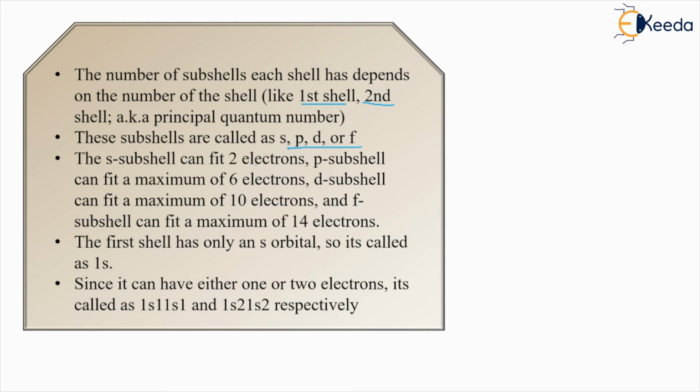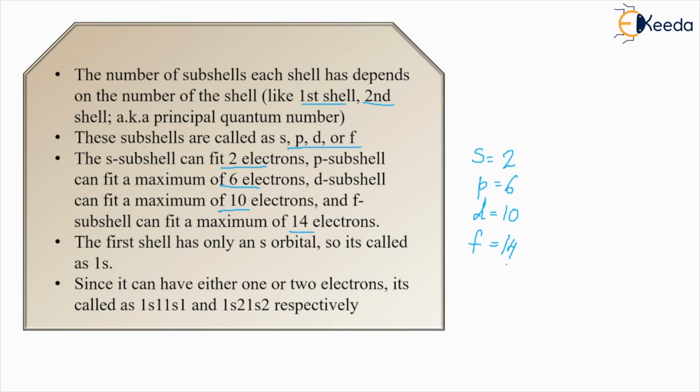S subshell can fit 2 electrons, P can fit 6 electrons, D can fit 10 electrons, and F can fit 14 electrons. We have already done this. I'll write it one more time. S can have 2 electrons, P can have 6 electrons, D can have 10 electrons, and F can have 14 electrons inside that particular orbital.